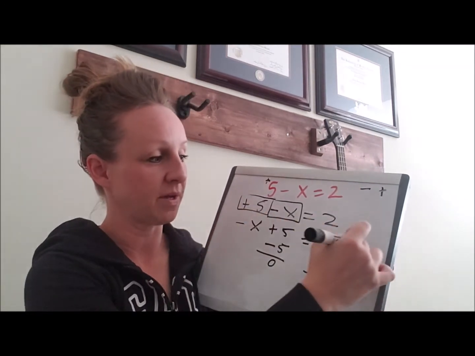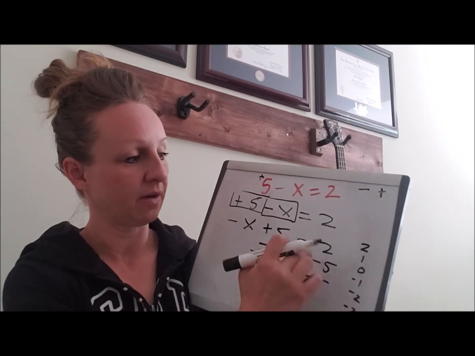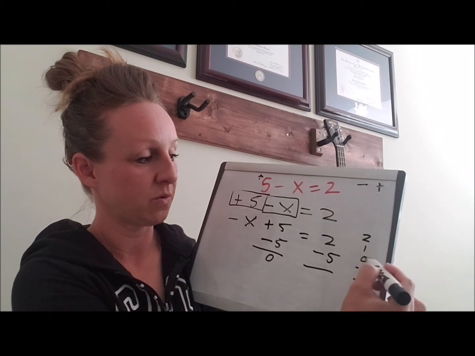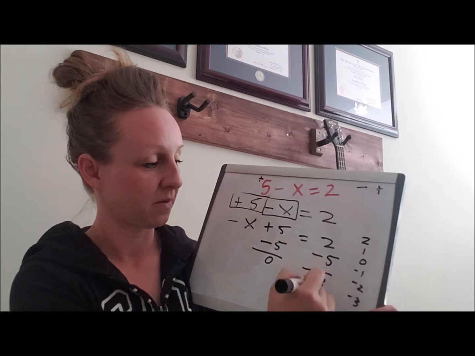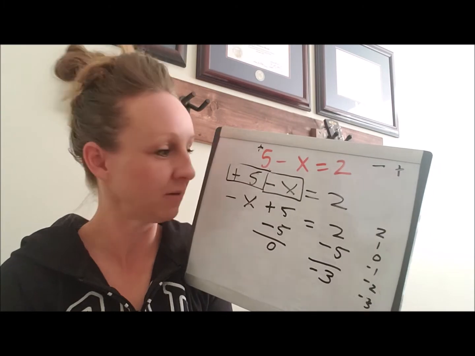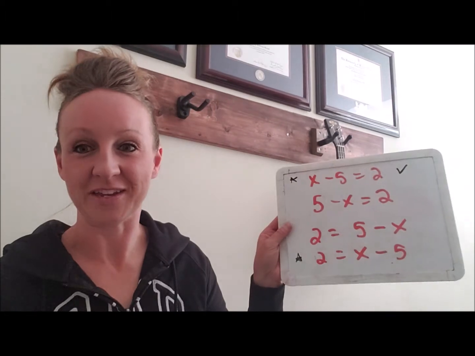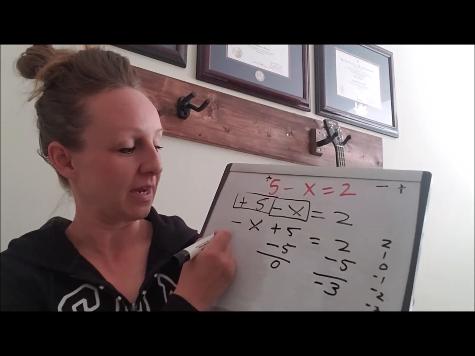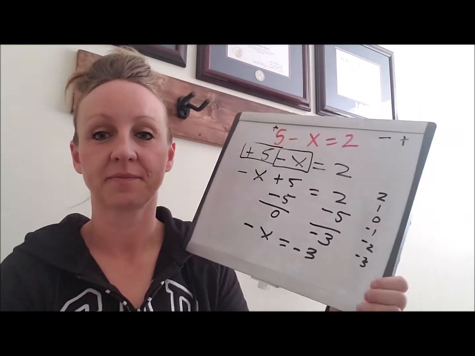When I take 2, let's imagine: 2, 1, 0, minus 1, minus 2, minus 3. I've got 2, and I'm taking away 5. So I've got 2, then 1, 2, 3, 4, 5. Minus 3. I know, trust me, this is mind-blowing. Are you kidding me right now? Gone were the easy days. Hello, hard days. So now I'm left with minus x equals minus 3.